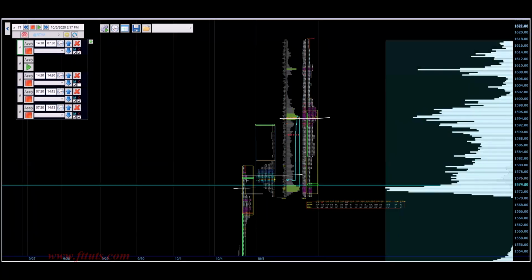And we actually clean up these singles down here. So we cleaned up all those singles. We got back to the current day's value. We cleaned up the prior day's value. Very impulsive. And at the end of the day, we actually migrate value lower, further accepting those sellers. So this absolutely shuts it off.